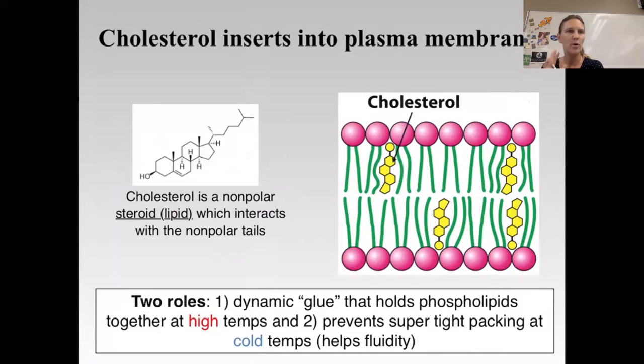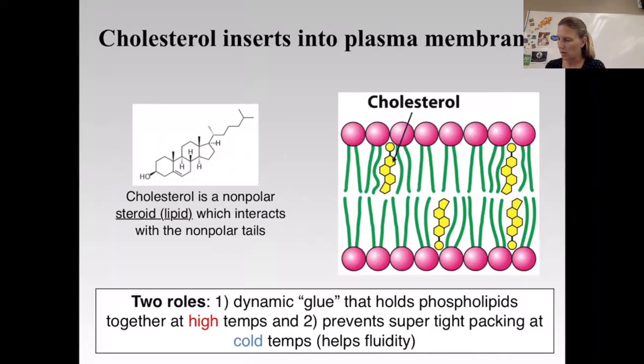And you always hear cholesterol is really bad, right? If you have too high cholesterol. And that's not 100% true. So yes, high cholesterol can be very, very bad for some of your cardiovascular functions. However, cholesterol is an absolutely essential part of the plasma membrane.